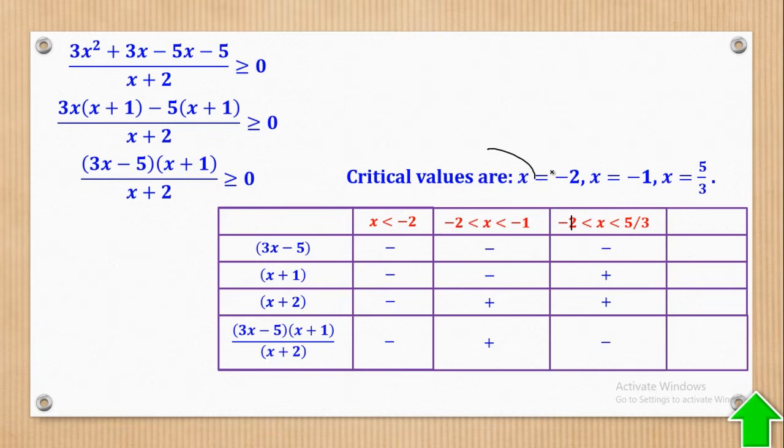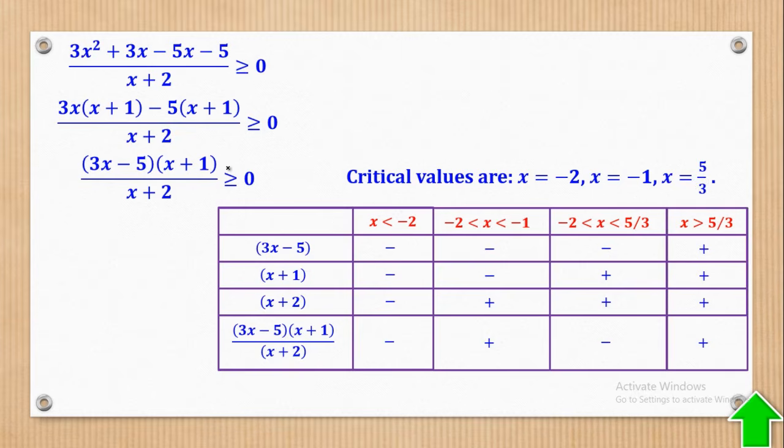Before this, we are finished between this and this, we are finished between this and this. Next is after that. So we shall put here the inequality of x greater than 5/3. So these ones, by default, all of them will be positive. Okay, so now that is our table. Next is to answer the question.